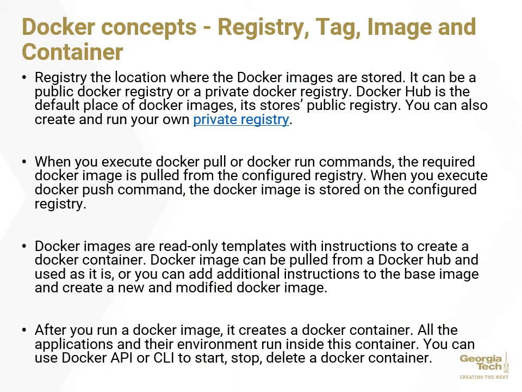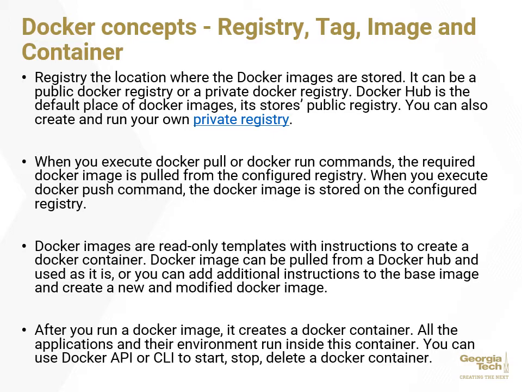Next, we'll talk about some of the important Docker concepts. A Docker registry stores Docker images. Docker Hub is a public registry that anyone can use, and Docker is configured to look for images on Docker Hub by default. You can even run your own private registry. If you use Docker Data Center, it includes Docker Trusted Registry. When you use the docker pull or docker run commands, the required images are pulled from your configured registry. When you use the docker push command, your image is pushed into the configured registry.